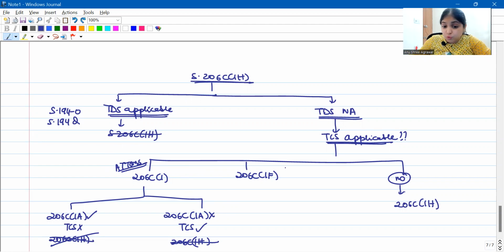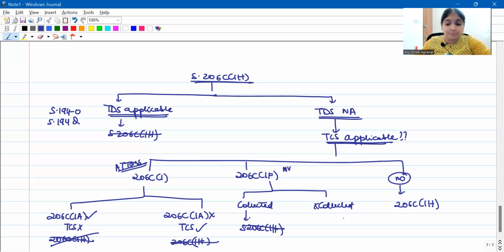Okay, then we have 206C1F, which talks about motor vehicle. Here, two things are possible. Either tax might have been collected or tax might not have been collected. If tax has been collected already, then obviously 206C1H will not apply. But if tax has not been collected already, then yes, you can collect under 206C1H.